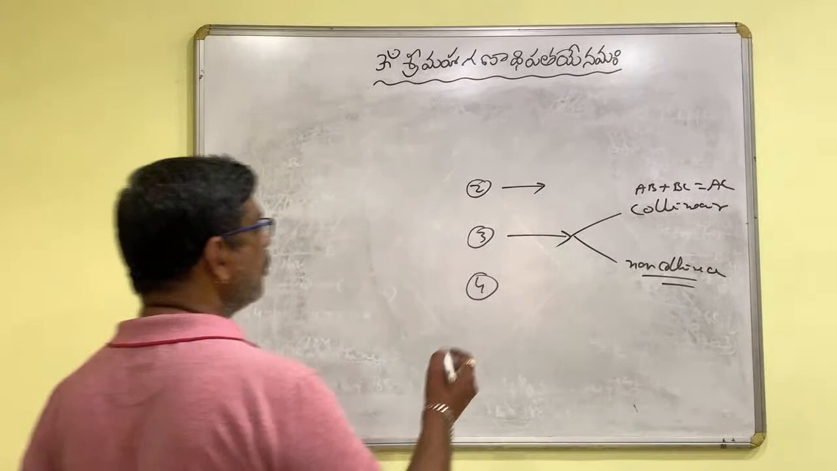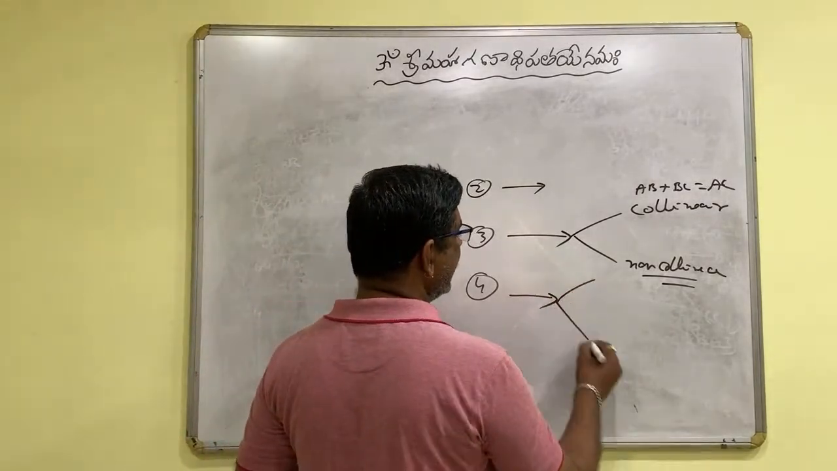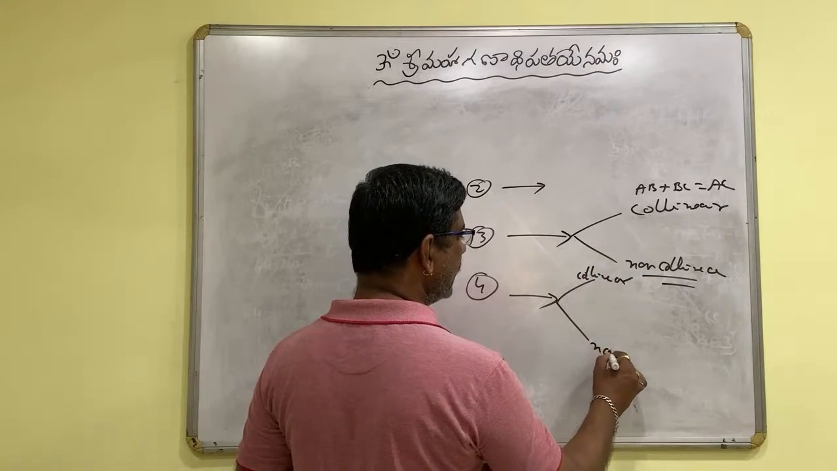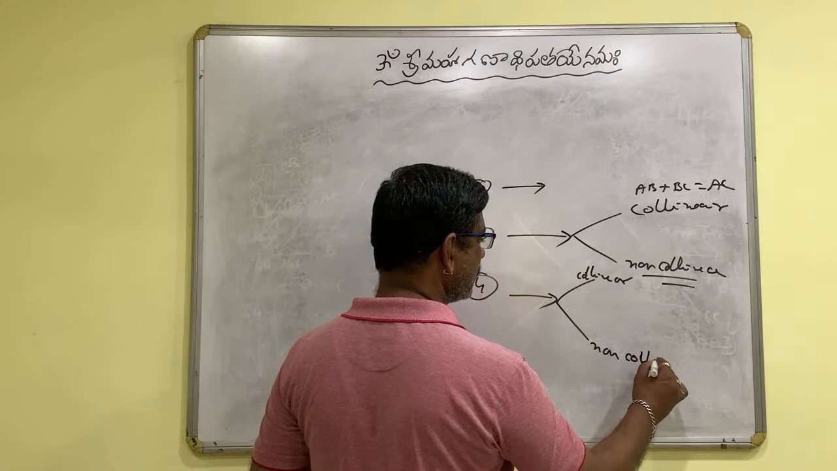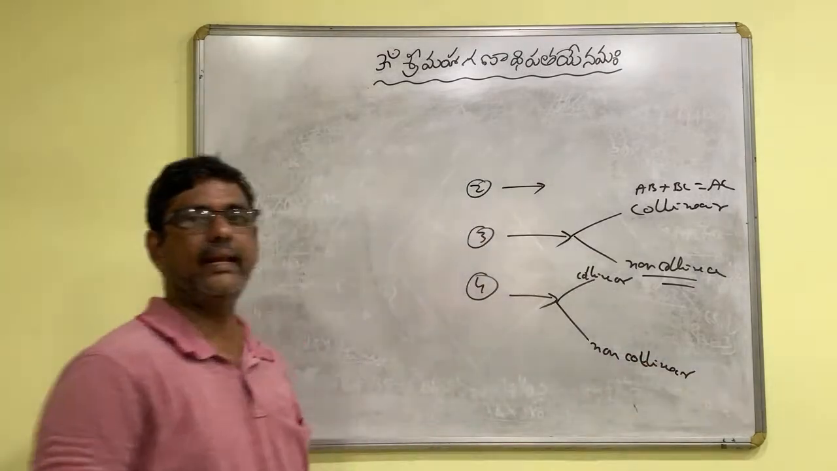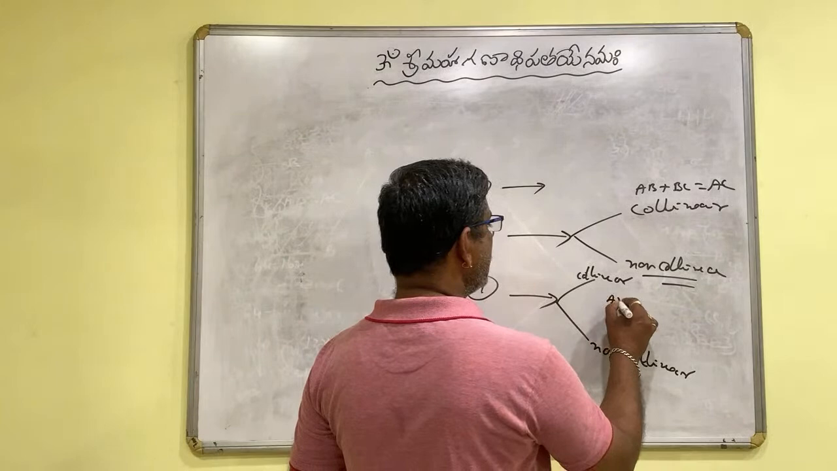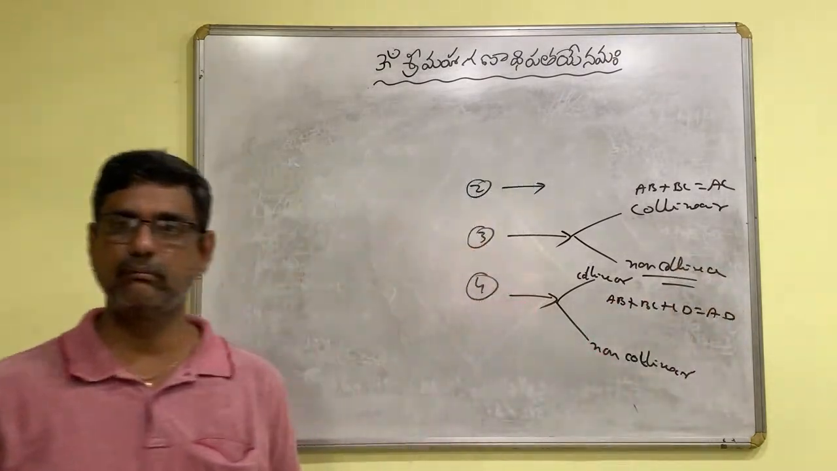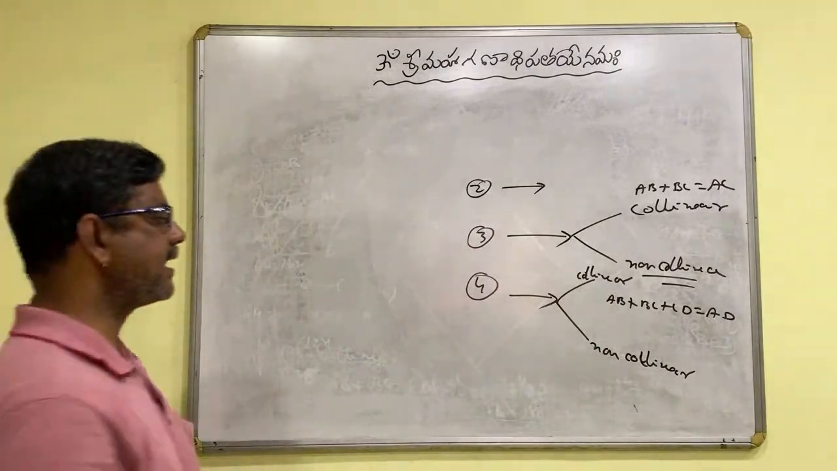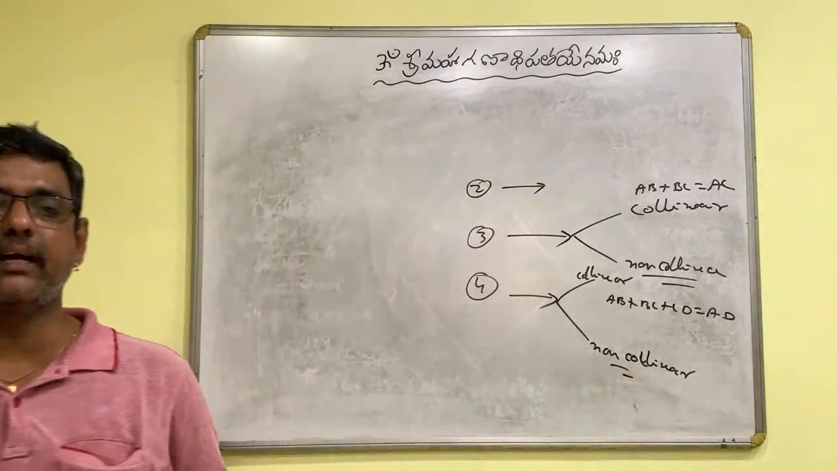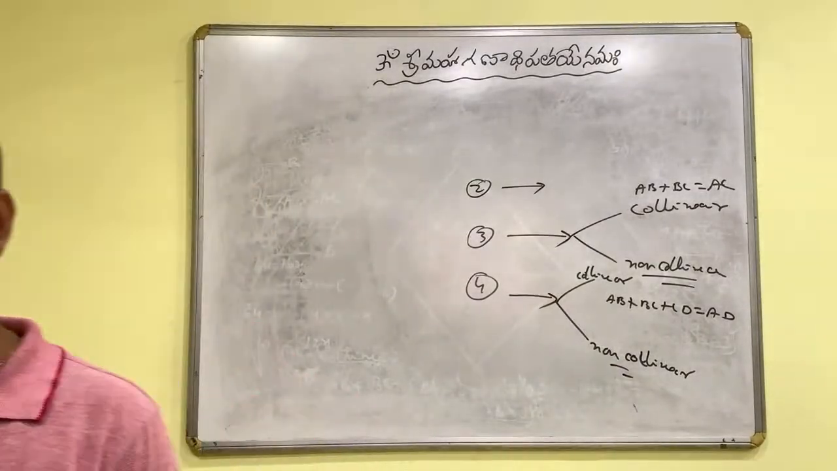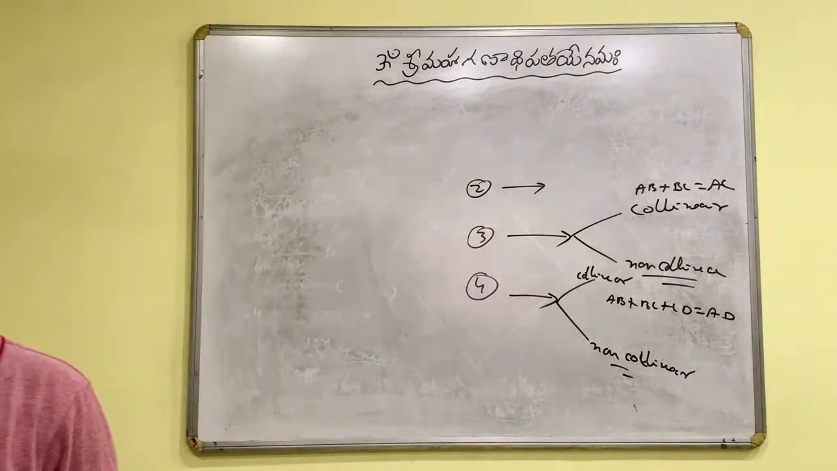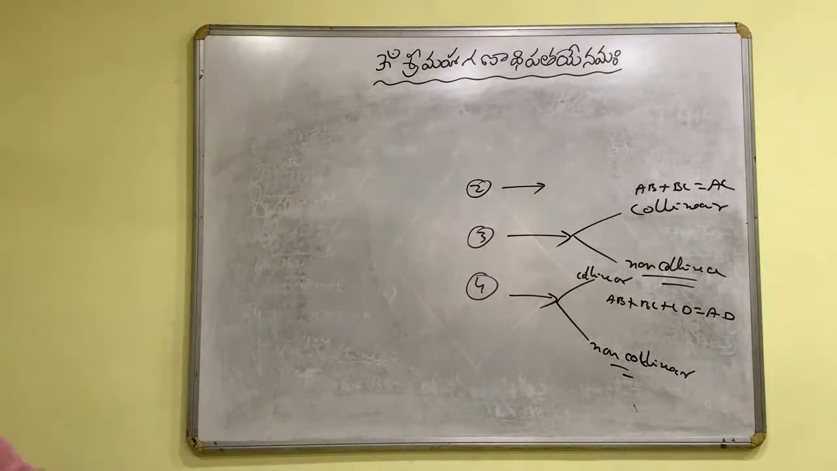Now 4 points అయితే again collinear, non-collinear. Collinear means AB plus BC plus CD is equal to AD. Non-collinear అయితే we'll get different types of quadrilaterals. And after that we discuss some more problems apart from this.